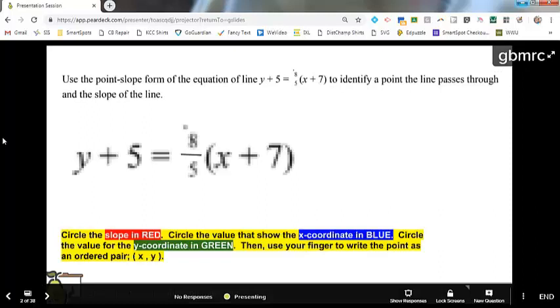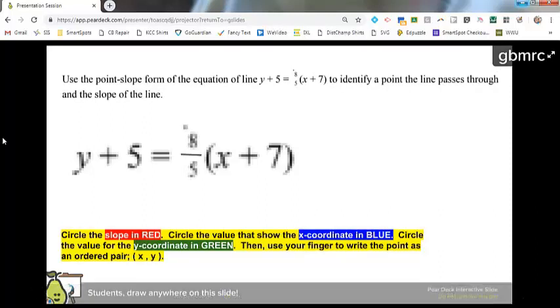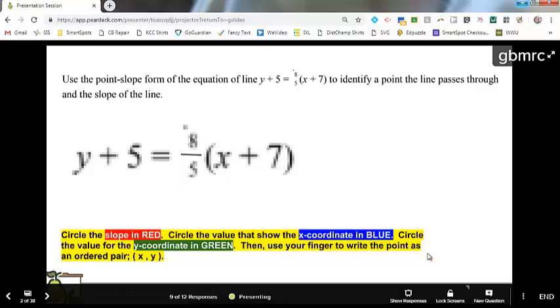Now do as it says. Circle the slope in red. Circle the value that shows the x-coordinate in blue. Circle the value for the y-coordinate in green. Then use your finger to write the point as an ordered pair. 9 of 12, let's go.